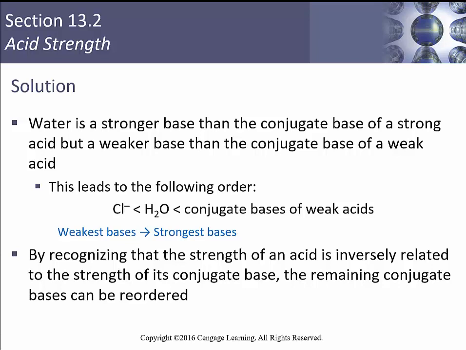So water is a stronger base than the conjugate base of a strong acid, but a weaker base than the conjugate base of a weak acid. This leads us to the following order: Cl minus is less than H2O, which is less than the conjugate bases of weak acids. So the weakest acids have the strongest conjugate bases. By recognizing that the strength of an acid is inversely related to the strength of its conjugate base, the remaining conjugate bases can be reordered.